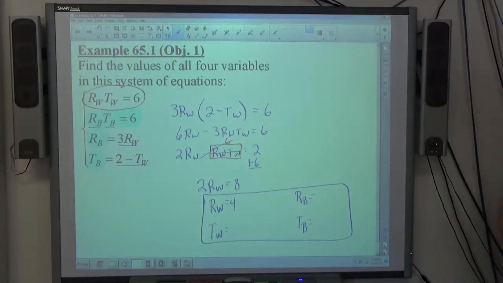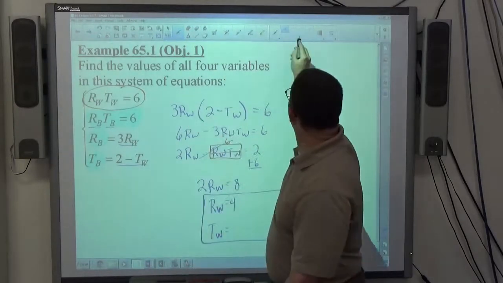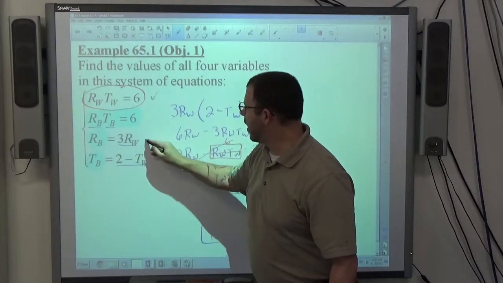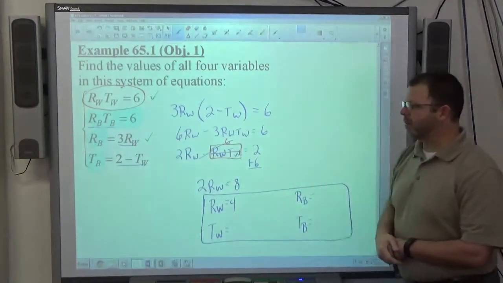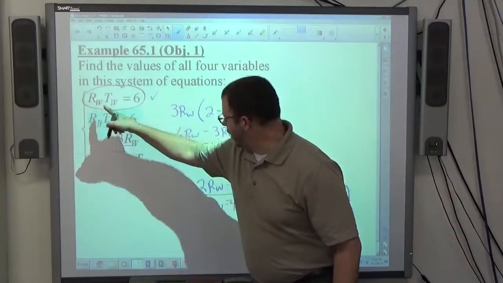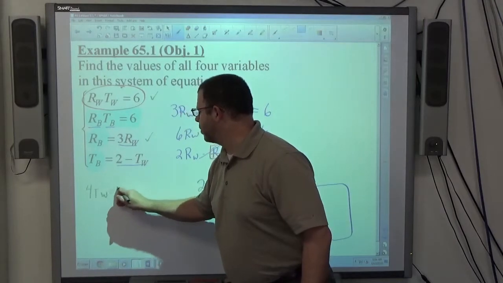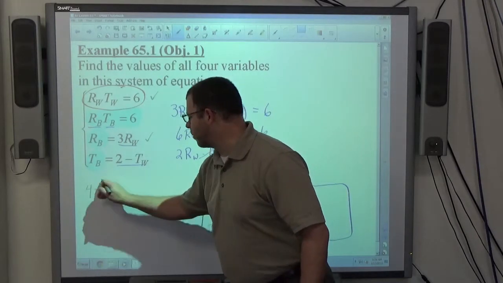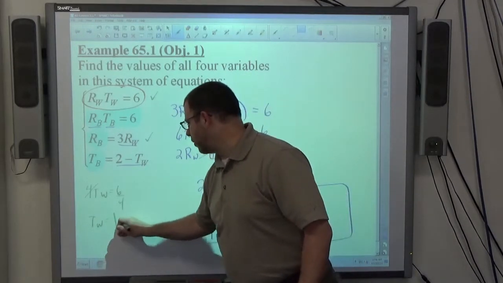So now that I know R sub W, how can I find something else? Substitute back into one of those. So if I know RW is equal to 4, the 2 places I can go to find anything else would be right here or right here, because both of these have an RW in it, right? So which one do you want to go back to, the top or the bottom? The top one. Top one, okay. So if I go here and change R sub W into 4, I'm going to get 4 times T sub W is equal to 6. Divide both sides by 4 and reduce. 3 halves would be right. I'm going to go with 1.5.